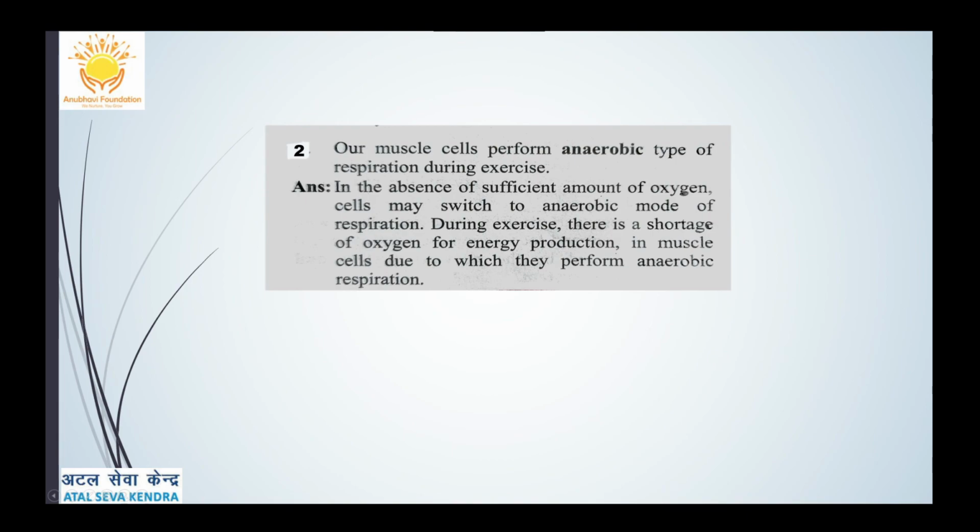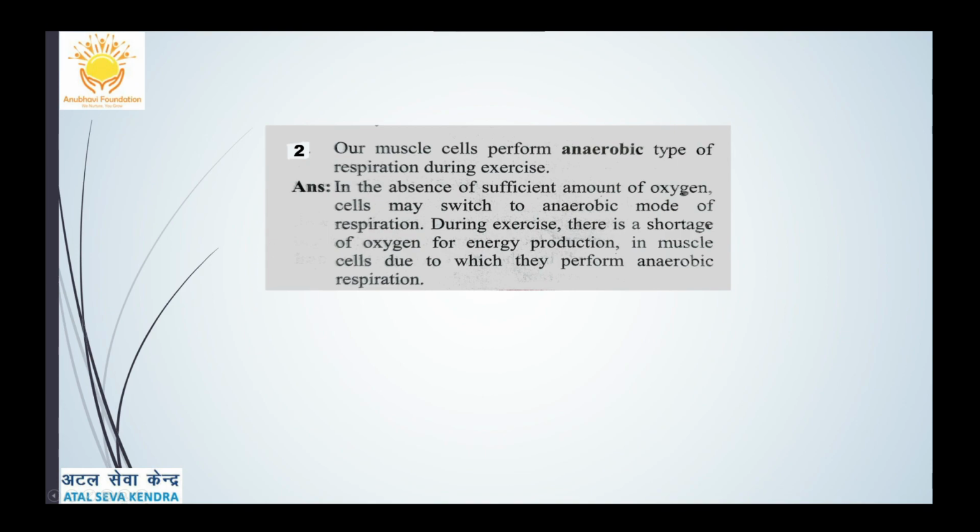Let's see the second, give reason. The second give reason is: our muscle cells perform anaerobic type of respiration during exercise. This is the second question which we are discussing after that flow chart. Our muscle cells perform anaerobic type of respiration during exercise. Give reason. The reason is very simple.